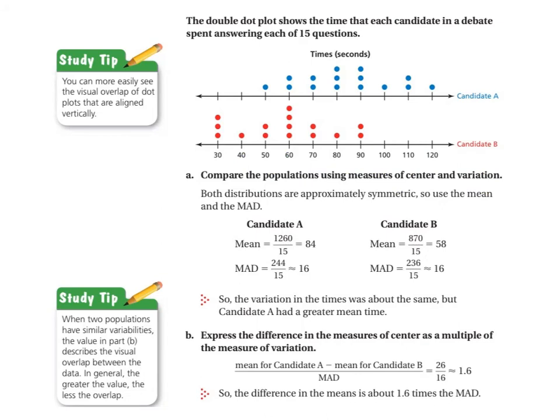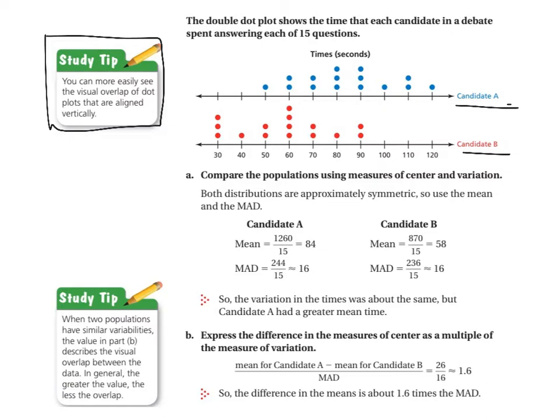So let's take a look at example 1. We are comparing populations, and our study tip off to the side says that we can more easily see the visual overlap of dot plots that are aligned vertically. So if you put one on top of each other, it's easier to see the difference. It's a better visual for you. So we have candidate A and candidate B. And it says compare the populations using measures of center and variation.